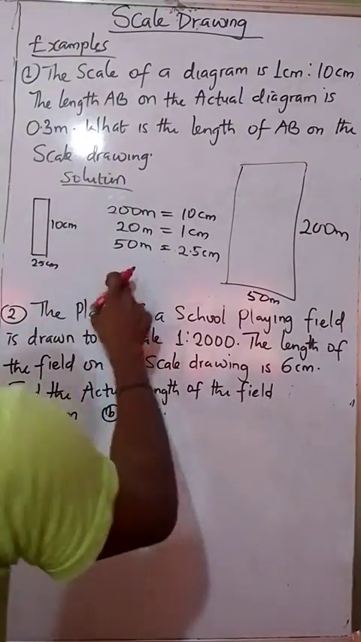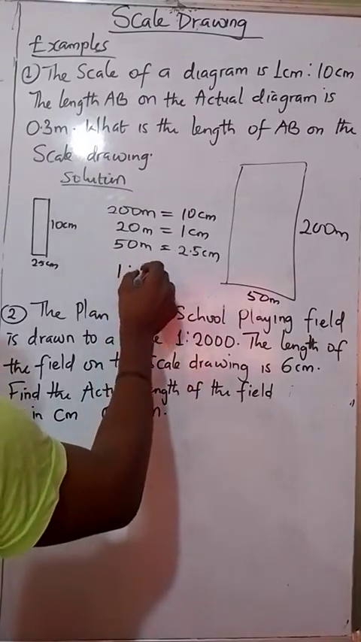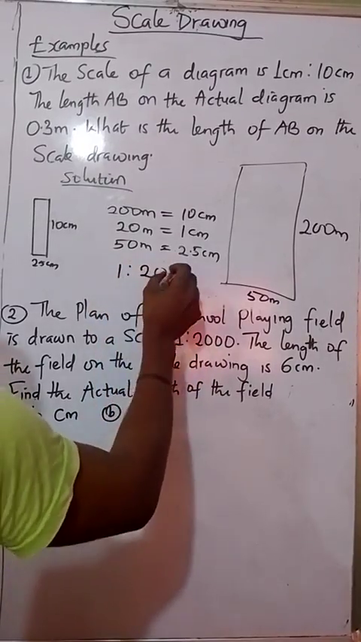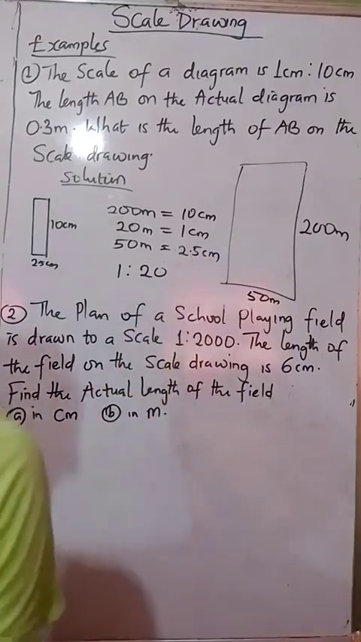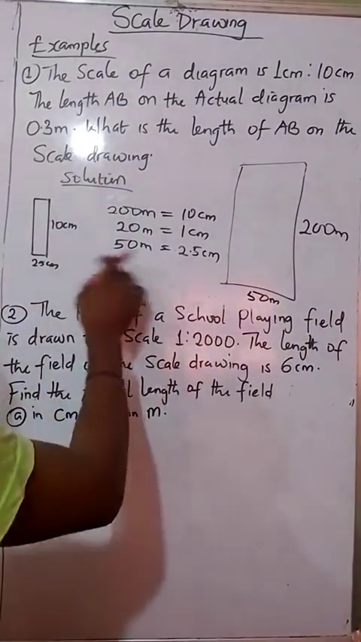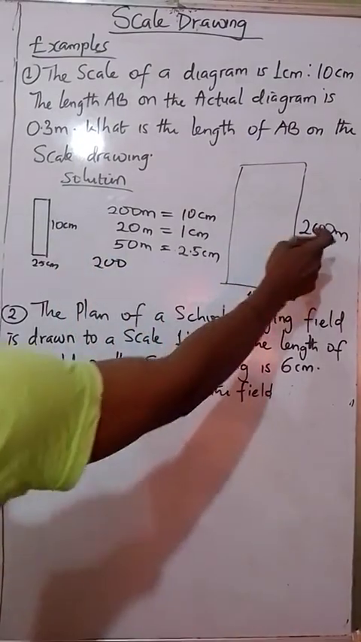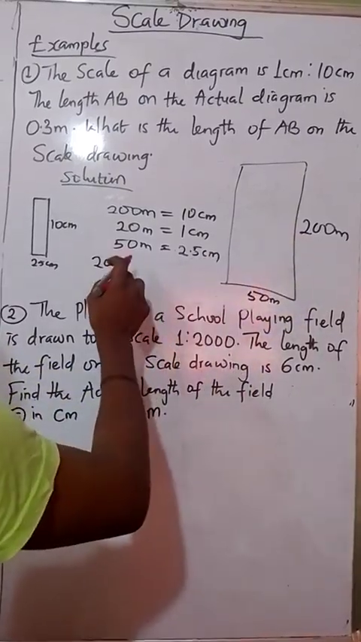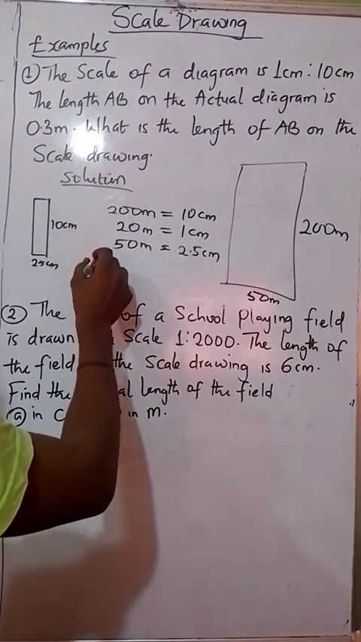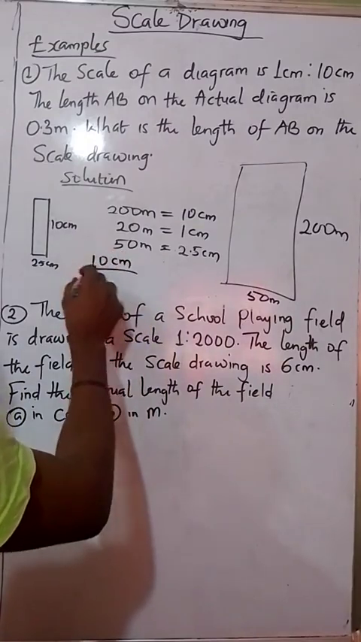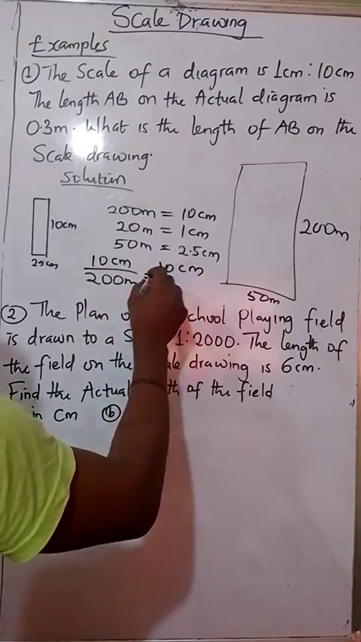So what I've done now is that I've used the ratio 1:20. So my scale now is 200. I want to take this at 200 meters. Let me say 10 centimeters over 200 meters.